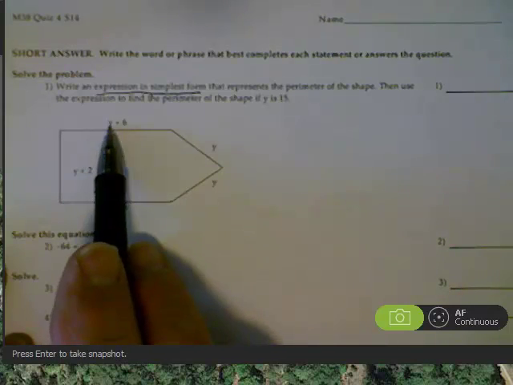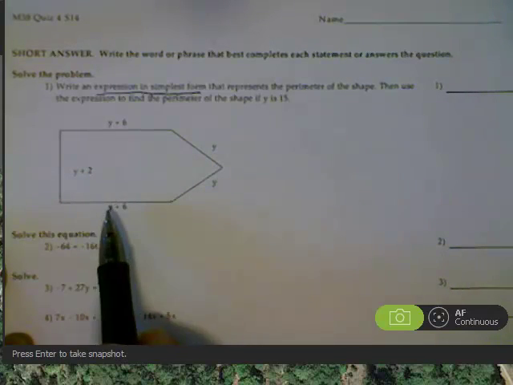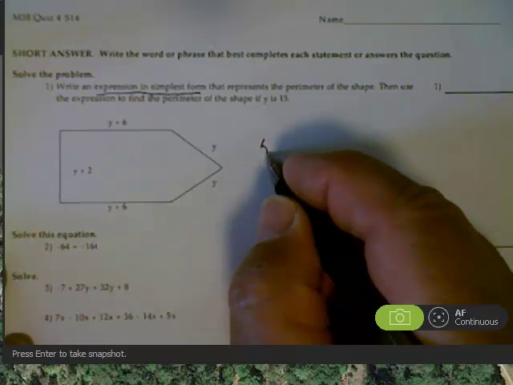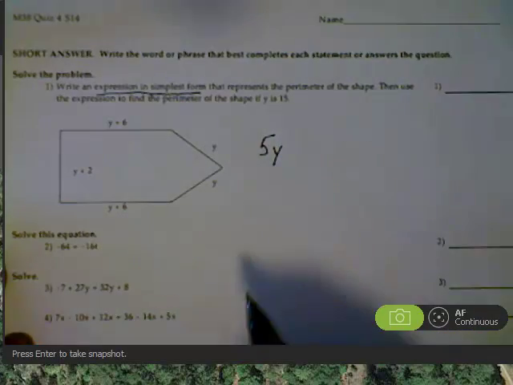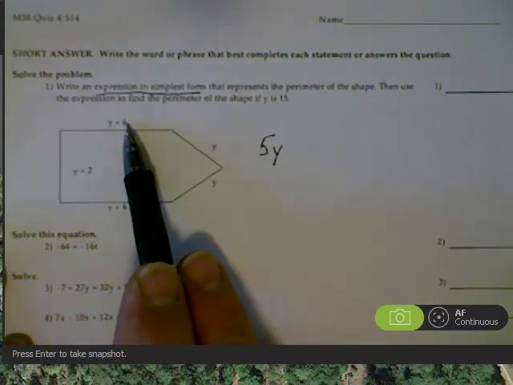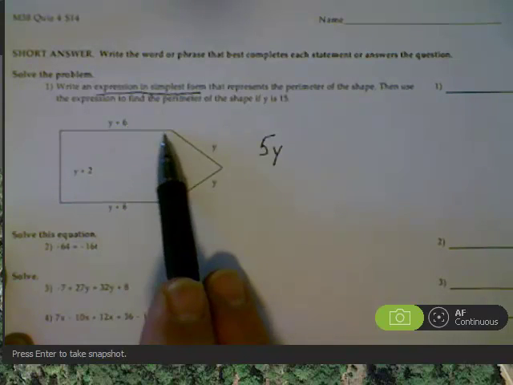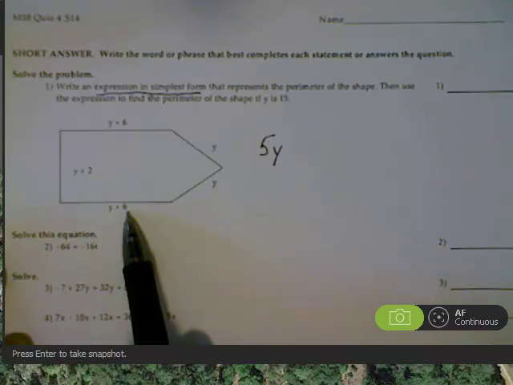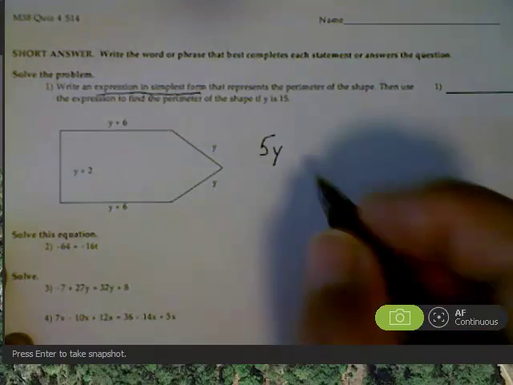The way I do that is I count clockwise. So I have 1y, 2y's, 3y's, 4y's, I have 5y's. And then I have 2 plus 6, which would be 8. Nothing, nothing, and 6 more. 8 and 6, 14.